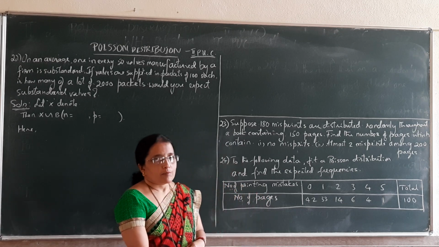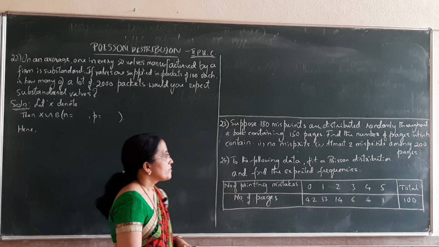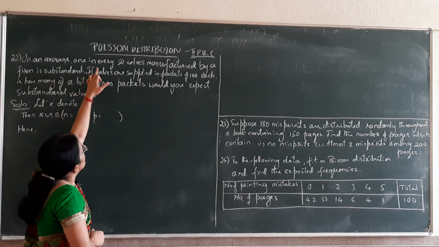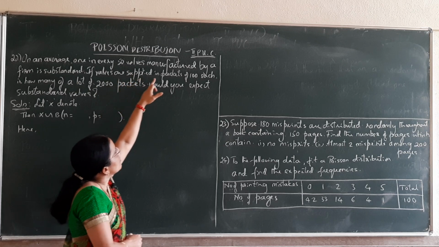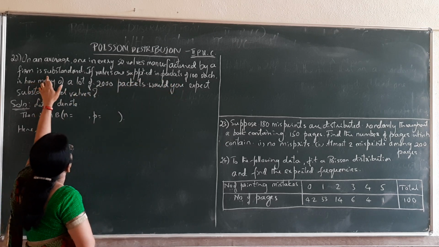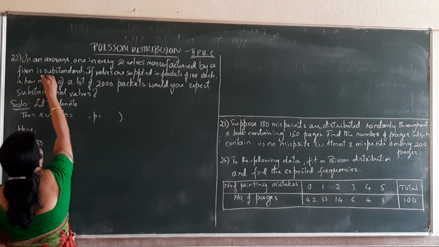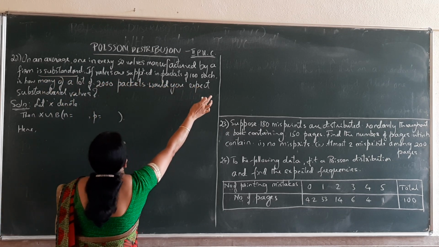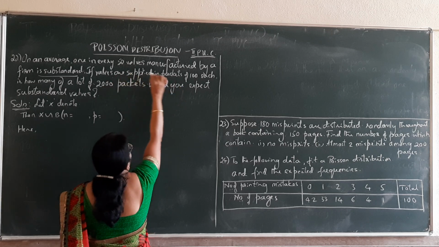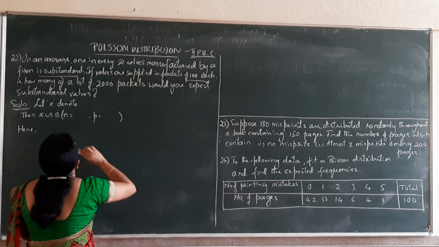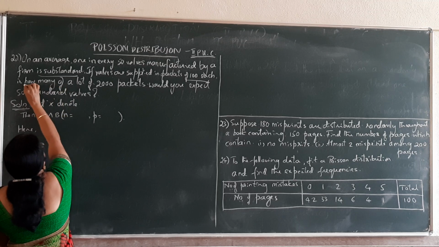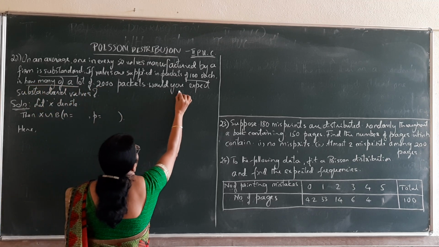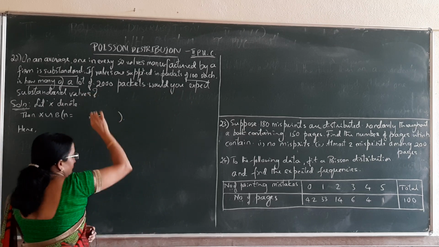Let us solve a few more problems on Poisson distribution. First problem is: on an average, 1 in every 50 valves manufactured by a firm is substandard. If valves are supplied in packets of 100 each, so a packet has 100 valves, in how many of a lot of 2000 packets would you expect substandard valves?